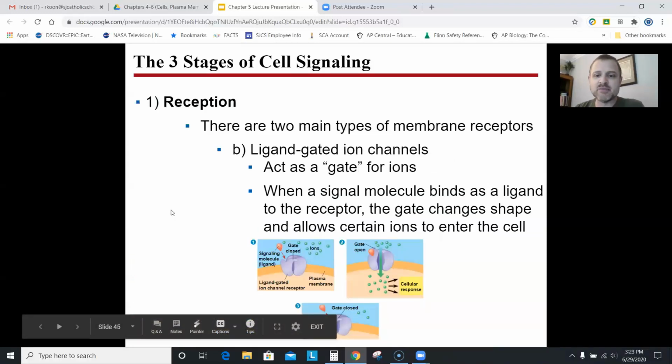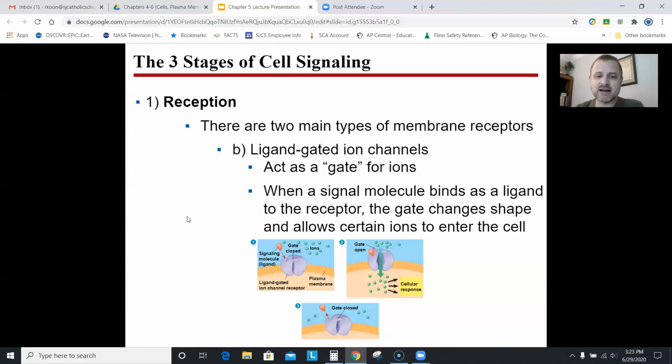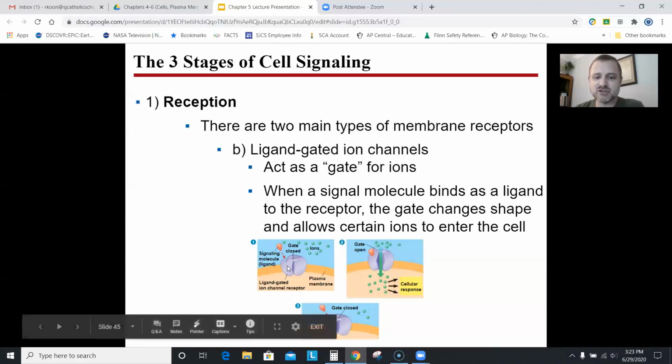A minute ago, I mentioned the ligand-gated ion channels. Here I have an ion channel that's closed. The ions are the green things. And the ligand binds to the protein, changes the shape, and the ions come in.